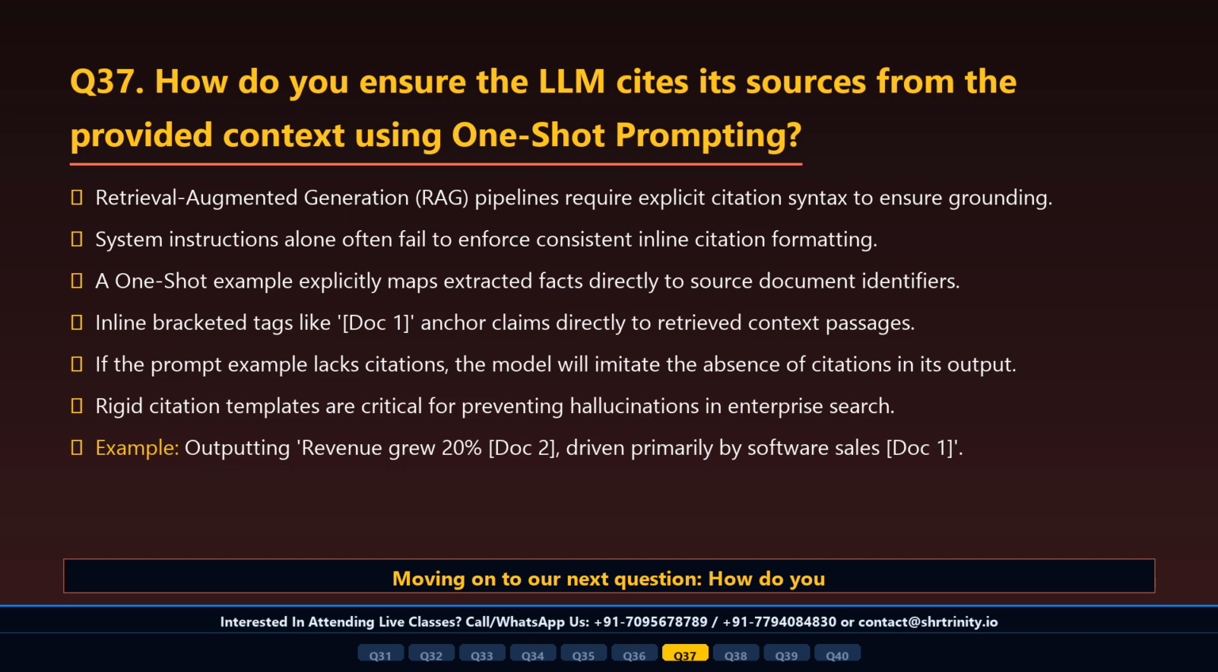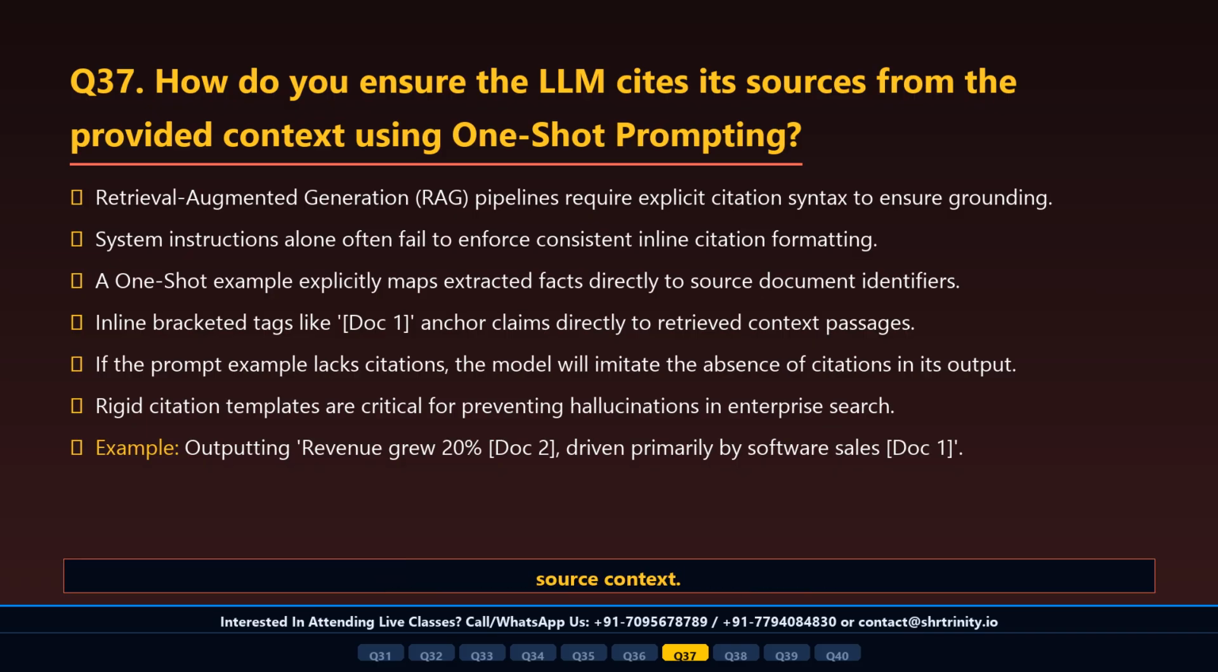Moving on to our next question: how do you ensure the LLM cites its sources from the provided context using one-shot prompting? Welcome everyone. Today we are covering source attribution in retrieval augmented generation, or RAG, systems. When building enterprise search engines, it's not enough for the model to give a correct answer; it must prove where that answer came from by citing its source context. Telling an LLM "cite your sources" in plain text instructions often leads to inconsistent formatting or missing citations altogether. To enforce strict auditability, we use a one-shot citation template.